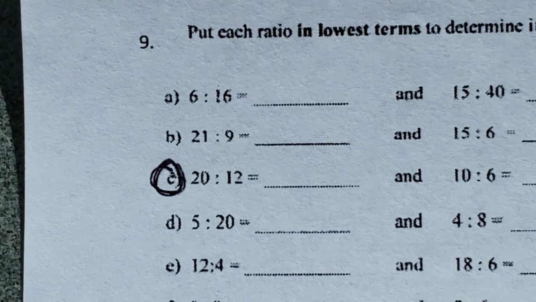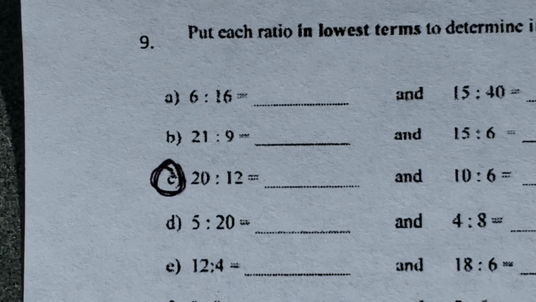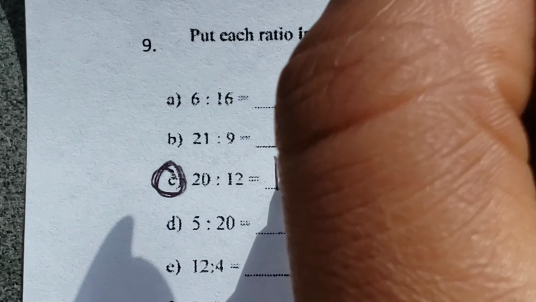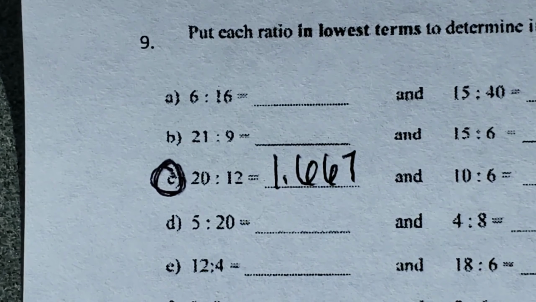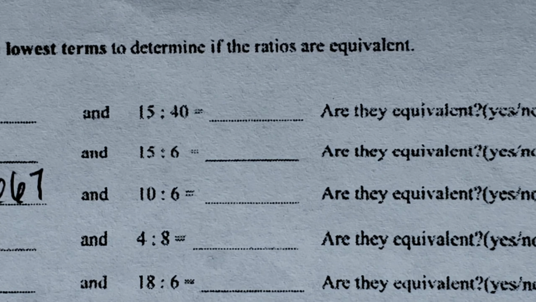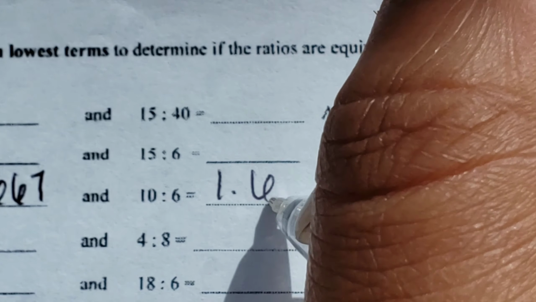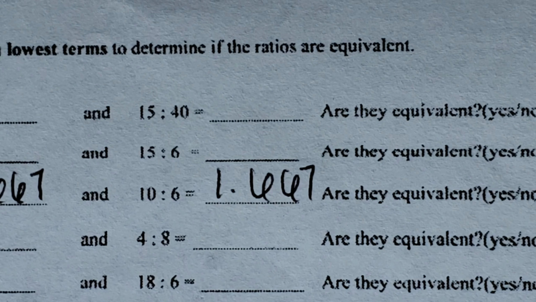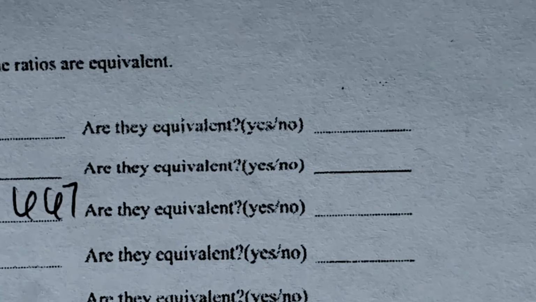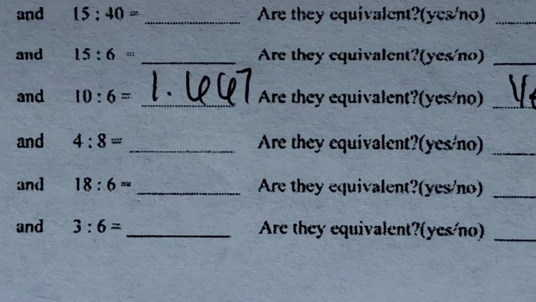It says 20 to 12. I'm going to type that in my calculator, 20 divided by 12, and I'm going to get 1.666666667. Now we're going to jump over to the next one, which is 10 to 6. I'm going to type that in my calculator, and I'm going to get the same thing, rounding 1.667. Are these equivalent? Are they the same number? Yes, they are. So yes, these are equivalent.